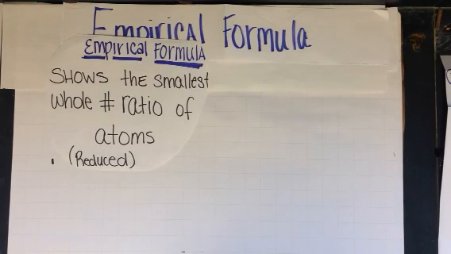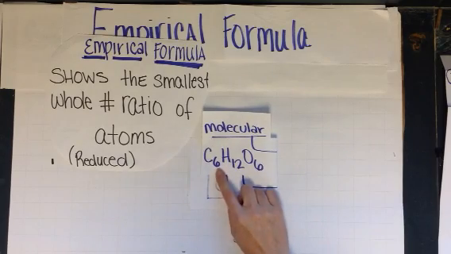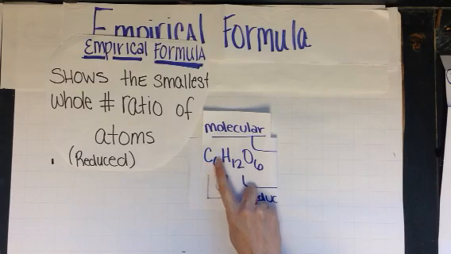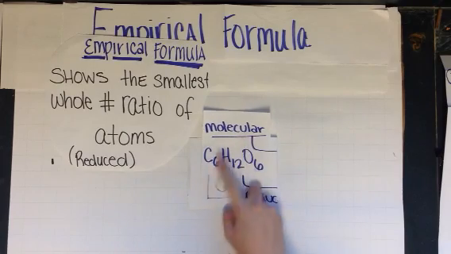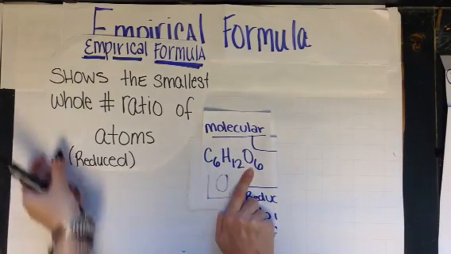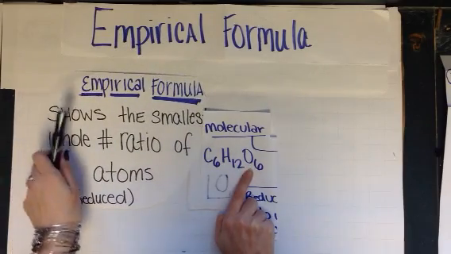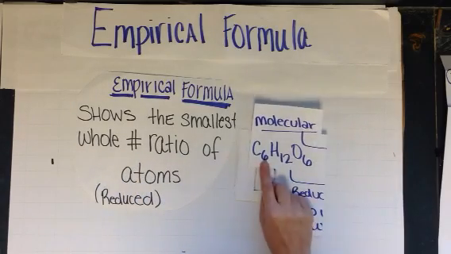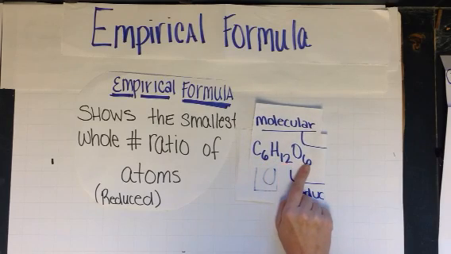If I have an example of C6H12O6, this is a molecular formula because it's nonmetal, nonmetal, nonmetal. Molecular is nonmetals, and this is the real formula. We call molecular the real formula. What's the empirical formula? Well, an empirical formula would show the smallest whole number ratio of atoms. This is not the smallest whole number ratio of atoms.